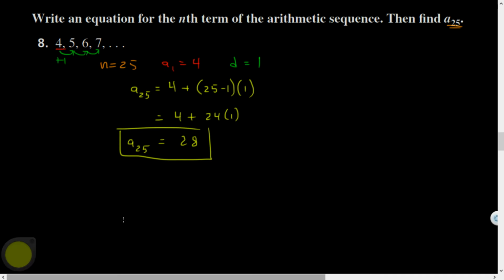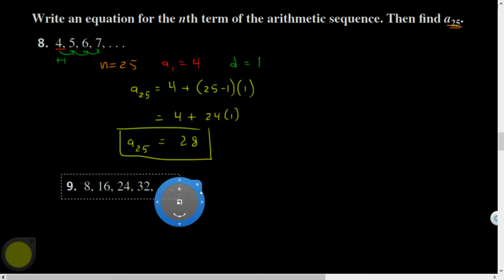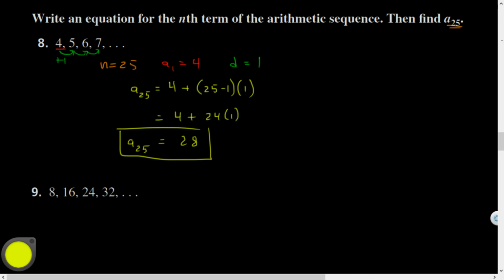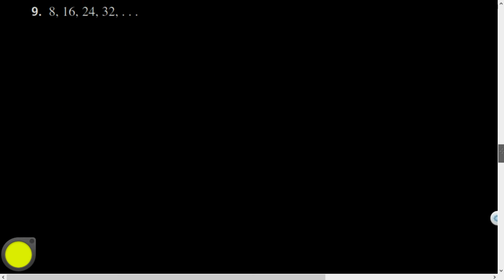Here, let's do one more problem. Maybe we'll just do this one more for sake of time. All right, so what term am I looking for again? The 25th term. So that means n equals 25. My first term, a sub 1, is 8. And my common difference, which I could find by subtracting any 2 consecutive terms. Actually, let's do that in this case.